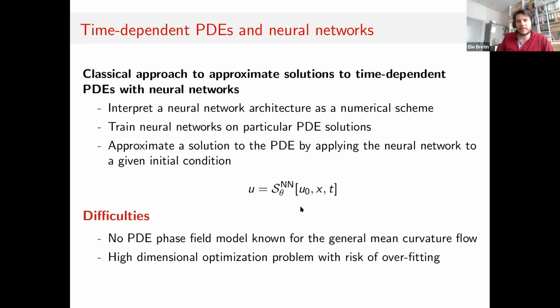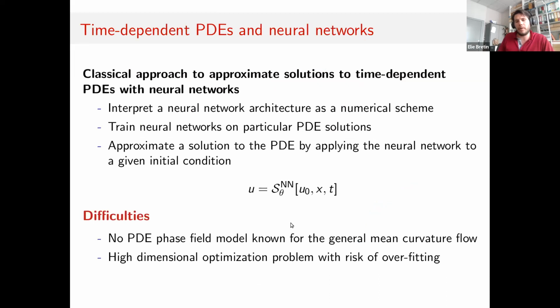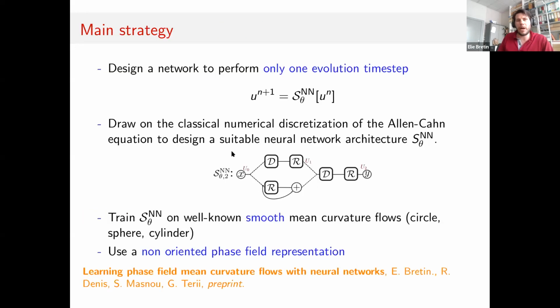The second point is that we don't know any solution. The only solution we know is the evolution of a circle. So we don't have a good database of PDE solutions of what we want to model. So we don't apply this strategy, but your idea is to use a neural network to perform only one evolution time step. The idea is that the neural network can be used to pass from the time n to the time n plus 1.